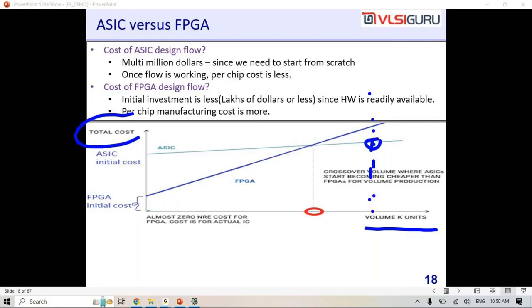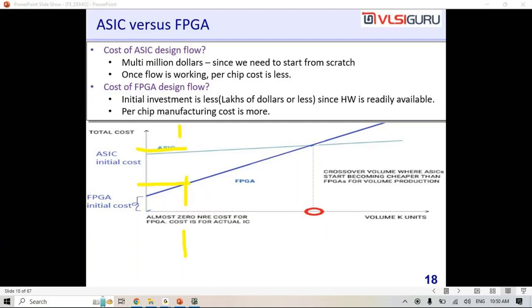ASIC is costly. So FPGA is costly. Sorry, ASIC is better because you can see the ASIC curve is here, whereas FPGA is costing more. If I take this line, which is cheap, which is better? FPGA. Because FPGA is cheaper, ASIC is costly.